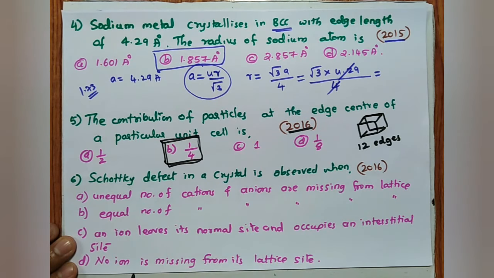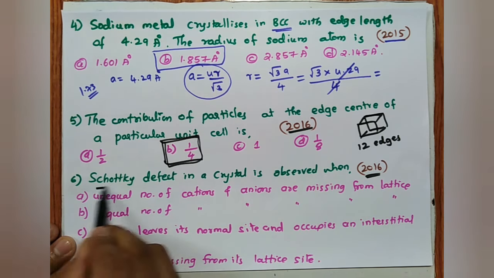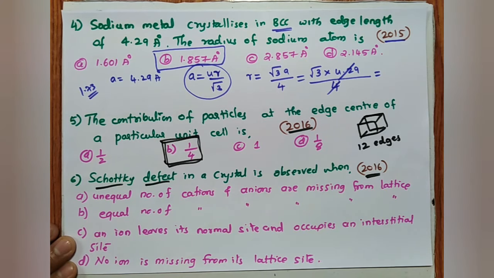Then the sixth question, very simple question once again. Schottky defect in crystalline solids is observed when, a 2016 asked question. Unequal number of cations and anions are missing. Equal number of cations and anions missing. An ion leaves its normal site and occupies interstitial sites. No ion is missing from its lattice sites. Now, you have to remember what a Schottky defect is.